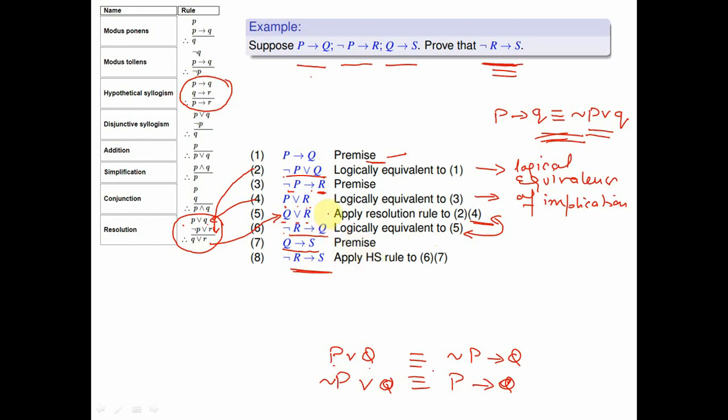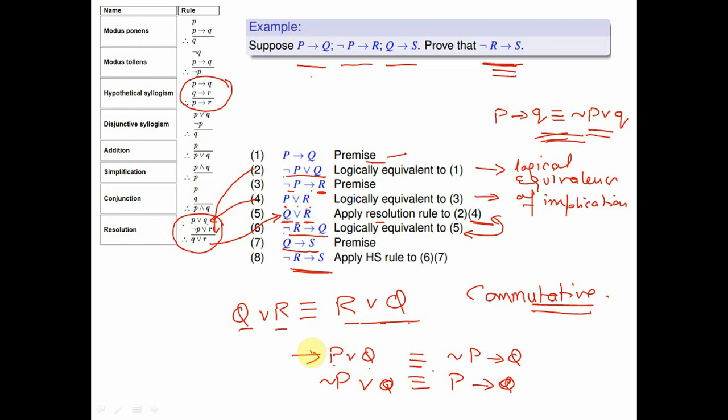You might be thinking how Q or R can be written as negation of R implies Q. Please remember, Q or R is logically equivalent to R or Q, as conjunction and disjunction, both the properties are commutative. So I can rewrite Q or R as R or Q. So now R or Q, apply this. You can write it as negation of R implies Q. That is what is written over here.